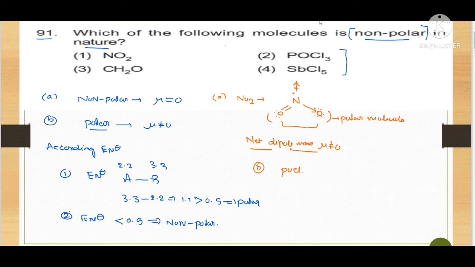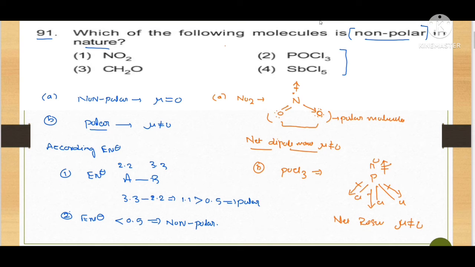That means POCl3. P double bond O, Cl, Cl and Cl. We know that chlorine has higher electronegativity than phosphorus, so its dipole moments are in this way. Here oxygen has higher electronegativity than phosphorus, so the dipole moment direction is upward. Here the net resultant dipole moment is not equal to 0.